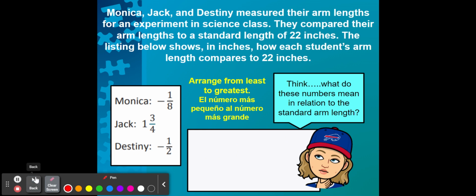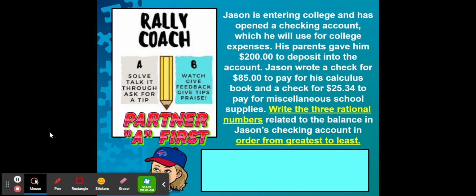All right. As with before, you are going to go ahead and do exercises 5 and 6 on your own. So here we have a rally coach, but you're not going to do it rally coach style because I'm not there. So you're going to complete 5 and 6 on your own.